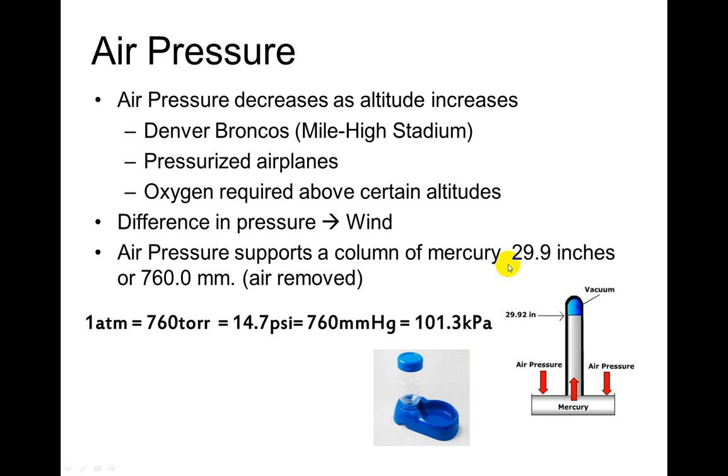All right, so again, what we just talked about a minute ago, the difference in pressure as you get in those higher altitudes is because mainly the wind. And like I said, gravitational pull of those molecules. But the wind is blowing harder the higher up you get into the atmosphere. All right, so air pressure supports a column of mercury, 29.9 inches, or 760.0 millimeters.